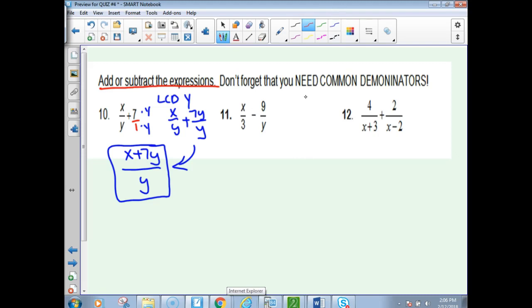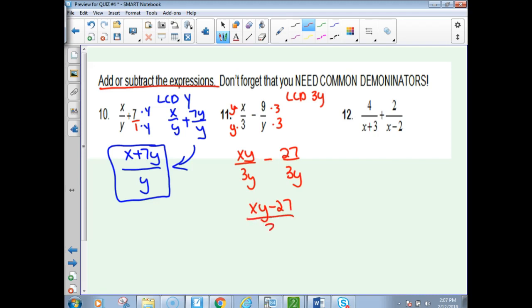The second two fractions, the LCD, is going to be 3 times y. So I'll multiply the first fraction by y over y, and the second one by 3, top and bottom. That'll give me xy, maybe I'll write this out, over 3y, minus 27 over 3y. Now that the fractions have the same denominator, we will combine the numerators. So it would be xy minus 27 all over 3 times y.